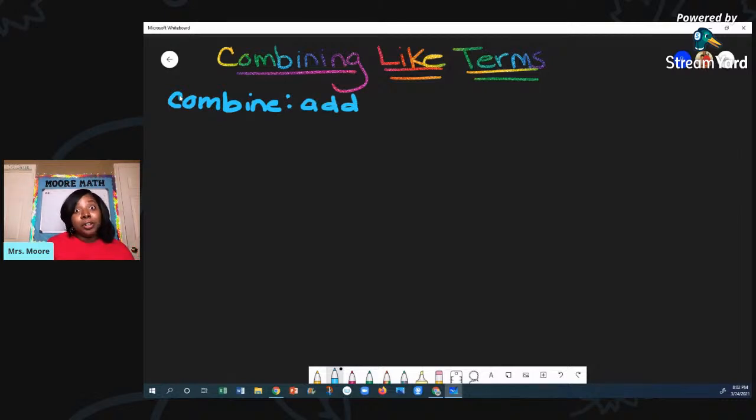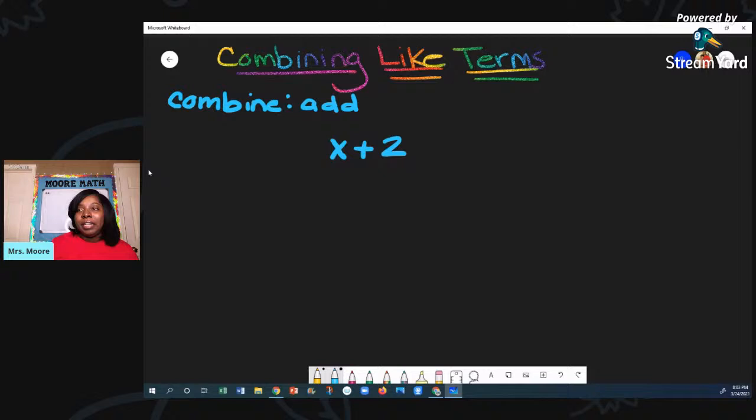First of all, what's a term? So a term is just a part of an expression, right? So here's an expression, x plus 2. That's an expression, and it's an expression because it doesn't have an equal sign. Okay? So x plus 2 is an expression. There's an x and there's a 2 and there's an addition sign.